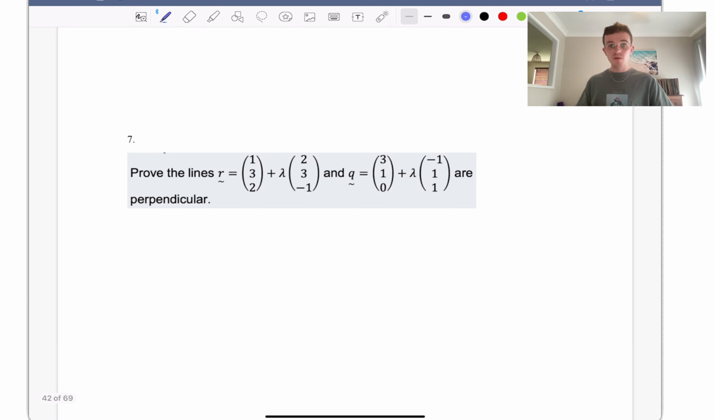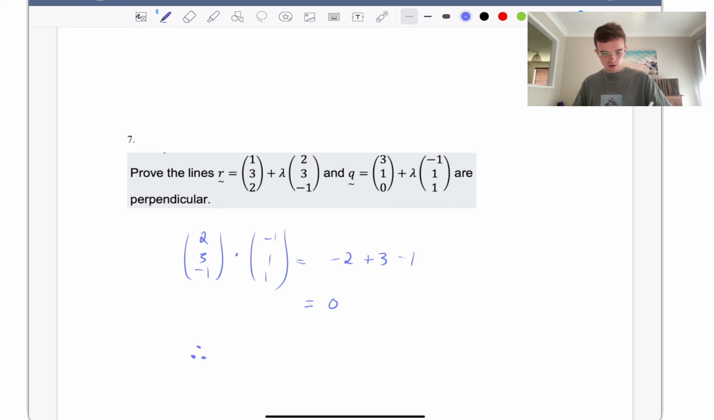Prove that these lines are perpendicular. Well, vector equations of lines are perpendicular when the dot product of the direction parts is 0. So let's find (2, 3, -1) dot (-1, 1, 1). Well, that's going to be -2 + 3 - 1, which is 0. So therefore, R is perpendicular to Q.